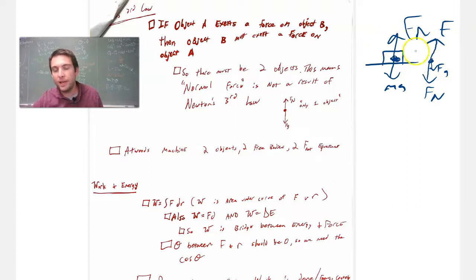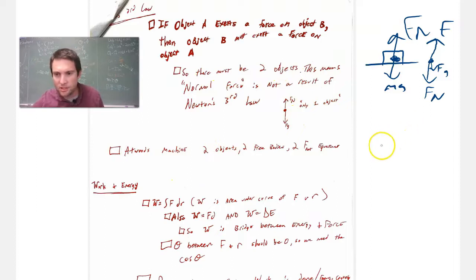Remember that a force pair has to be the same type of force. So if you have normal force going up, then you need to have normal force going down. They have to be the same force for it to be a force pair. There must be two objects. Normal force is not a result of Newton's law.